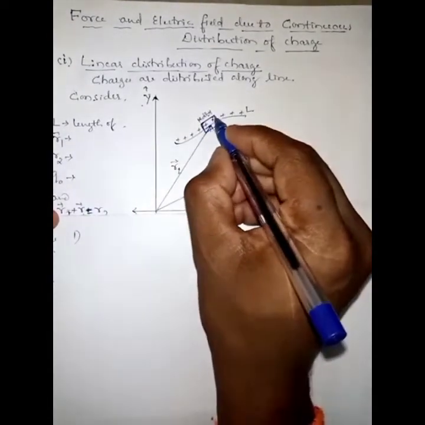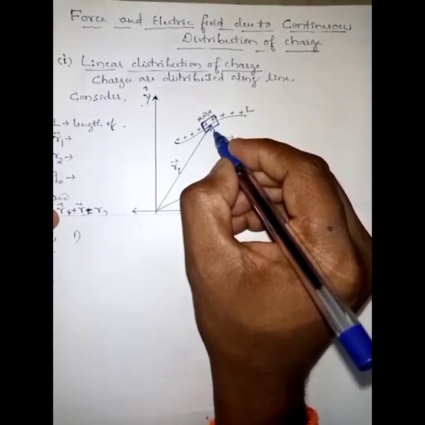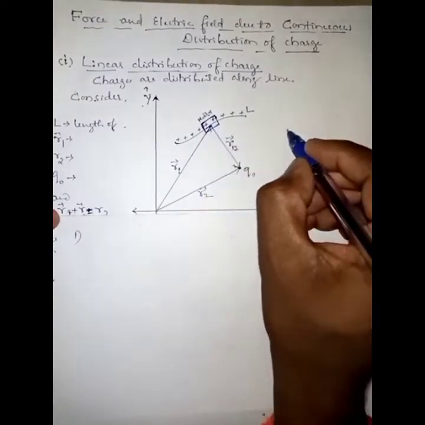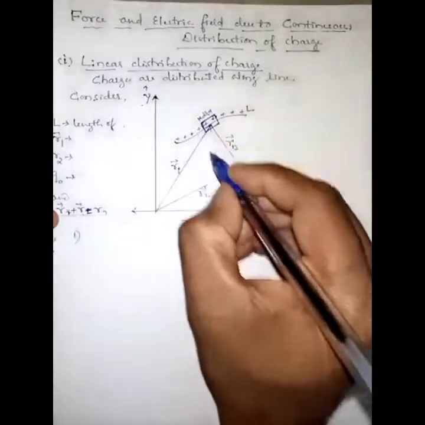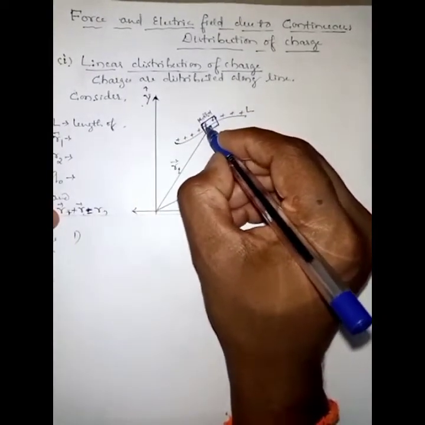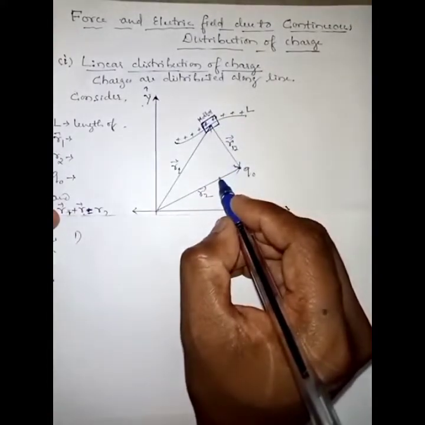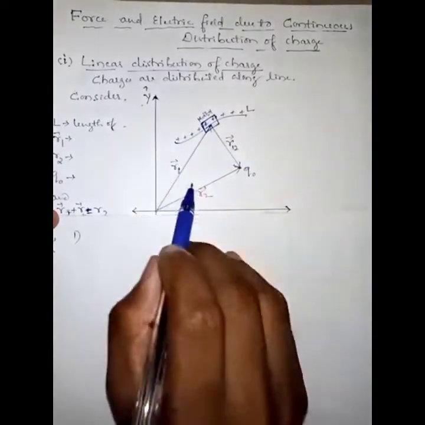Now this dl is considered as a small length because we already know, according to Coulomb's law, we can find the electric field due to a point charge. We can't get the electric field due to the whole length. That's why I am considering a small length, which is treated as a point charge. Therefore, this dl is negligibly small.